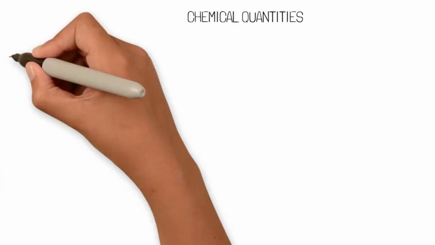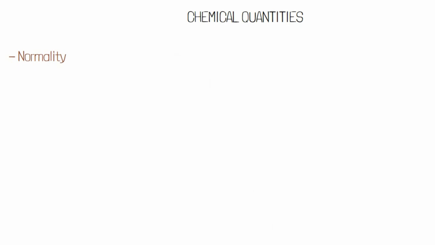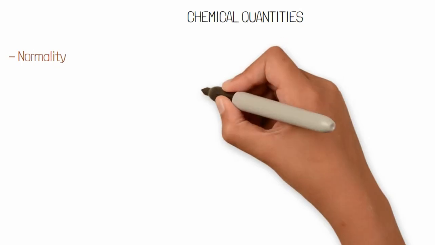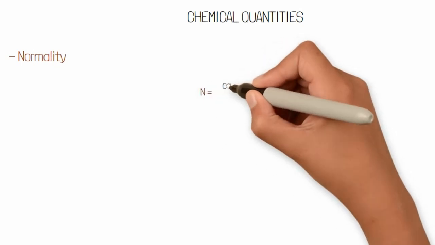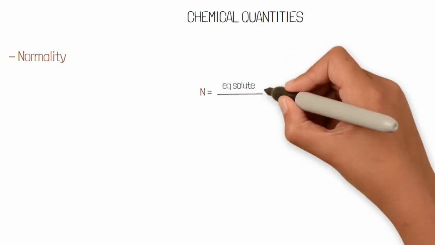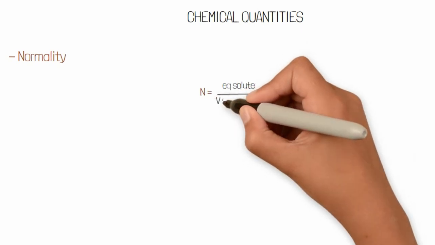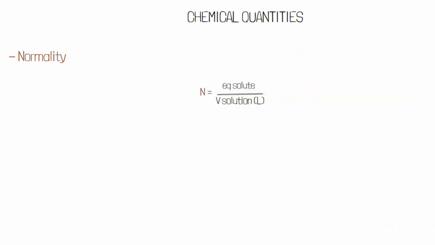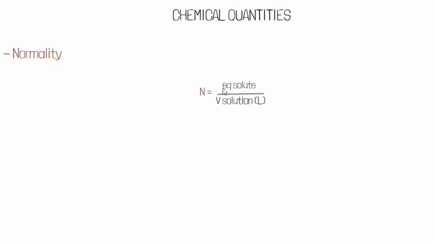Now let's move on to the next concentration, which is this time normality. What is normality? Normality is very similar to molarity. It's expressed by the symbol capital N, and it's equal this time to equivalents of solute divided by volume of solution, which is expressed in liters again. So it's very similar to molarity. What is changing is that instead of moles on the top we have equivalents. So we have to understand what these equivalents are.